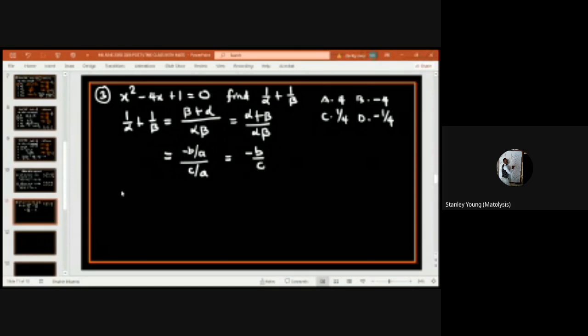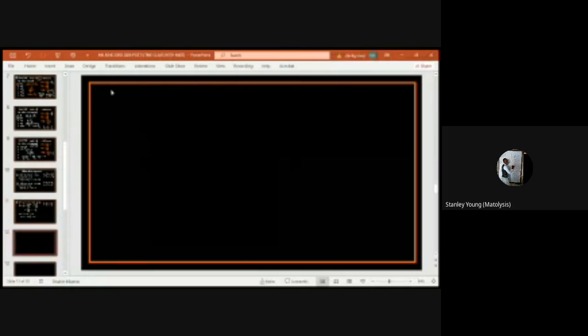Based on what you have there, you have A equal to 1, B equal to negative 4, C equal to 1. So what do we have there? Our answer is going to be negative of negative 4 divided by C, which is 1. The answer is 4. Now, did you say you got 4 or negative 4? 4, I said. Okay, 4. All right, that's nice, beautiful. The answer is 4.